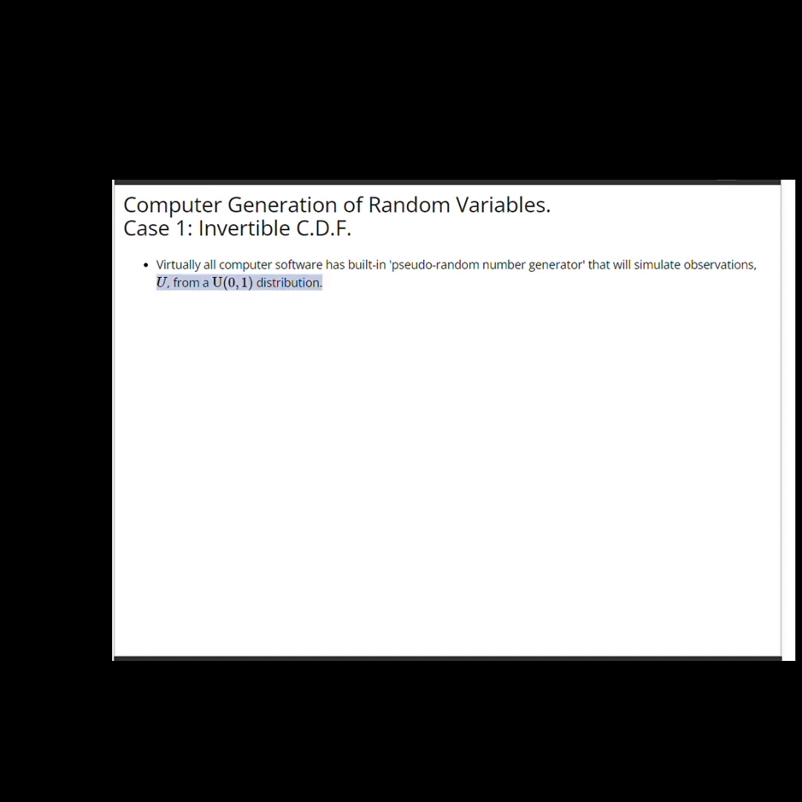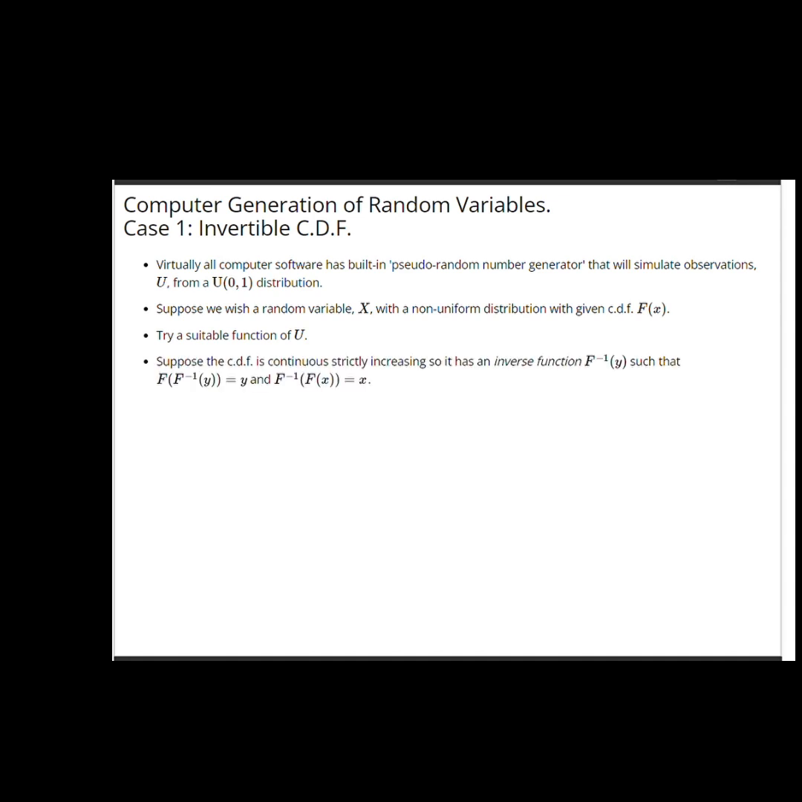So we'll assume that we're able to generate a random variable U with a uniform distribution on the interval from 0 up to 1. What we wish to do is generate a random variable capital X with a given cumulative distribution function capital F of X. And what's natural under these circumstances is to attempt to use some kind of function of the random variable U. Let's suppose first that the cumulative distribution function is continuous and strictly increasing.